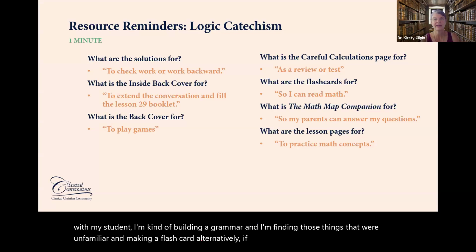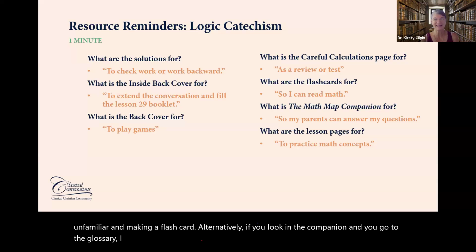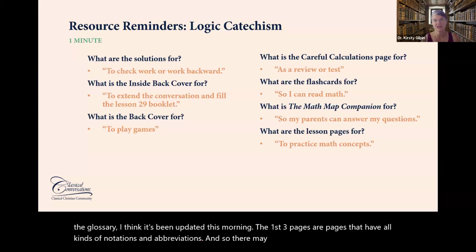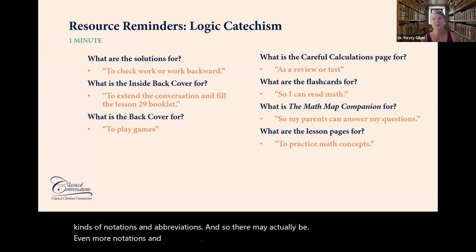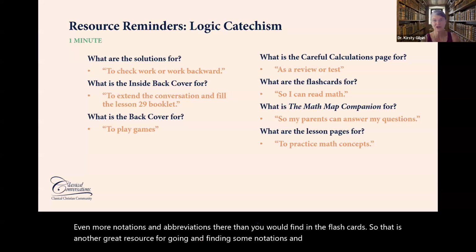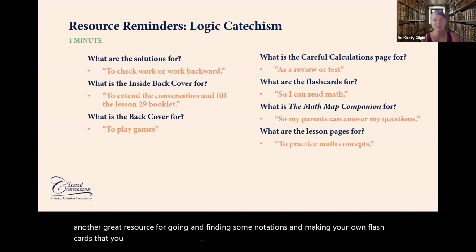Alternatively, if you look in the companion and you go to the glossary, I think it's been updated this morning. The first 3 pages are pages that have all kinds of notations and abbreviations. And so there may actually be even more notations and abbreviations there than you would find in the flashcards. So that is another great resource for going and finding some notations and making your own flashcards that you can use at home while you're waiting for the Classical Conversations flashcards to arrive.